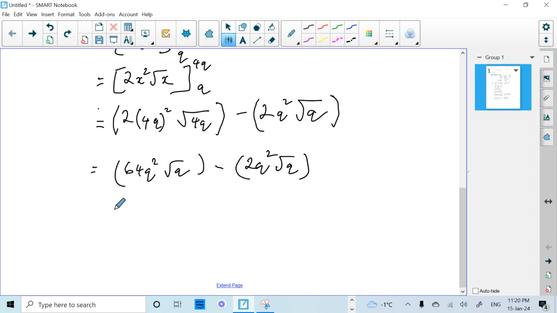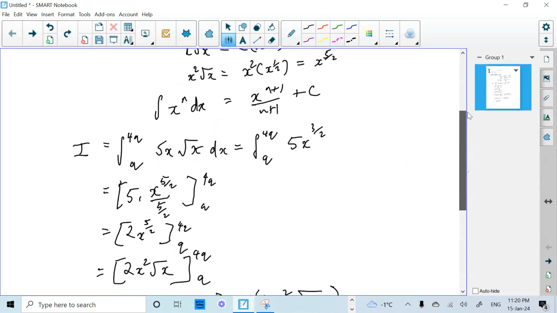So we have everything now. Now just tidy up. That gives us 64q squared minus 2q squared, which gives me 62q squared times the root of q.